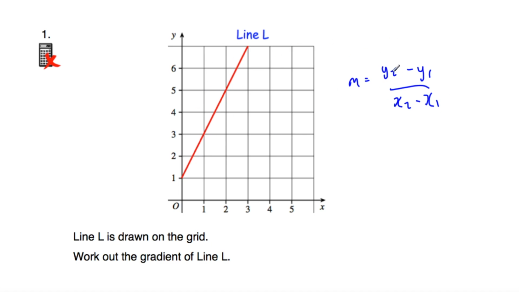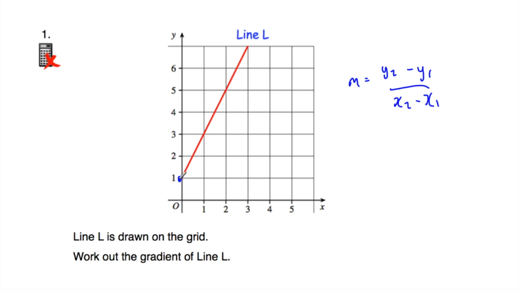So this is the gradient of the line: y2 minus y1 over x2 minus x1. It seems quite complicated, and as I said, I tend to use it more whenever we don't have a grid. With a grid like this, I would tend to just make that little right angle triangle and do rise divided by run. But I just want to show you in this example how you would do it. So the x1 and y1 stand for the coordinates of one point, and the x2, y2 stand for the coordinates of another point. So I'm going to choose 2 points on the line.